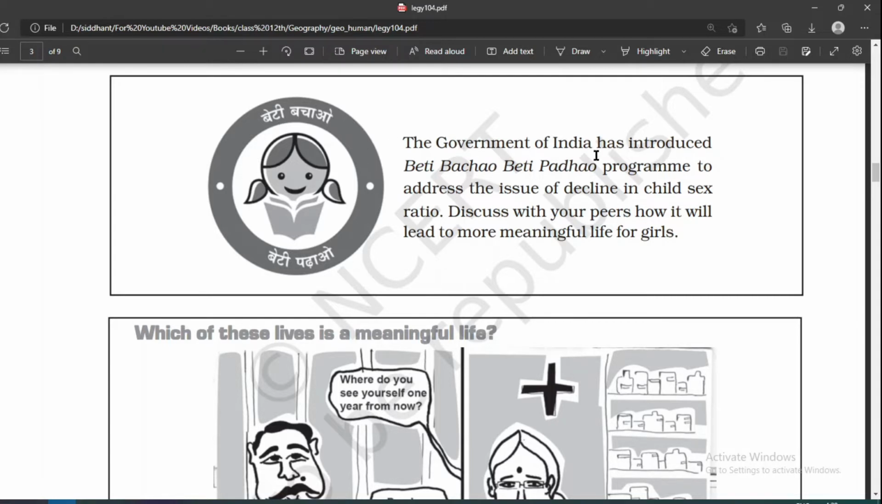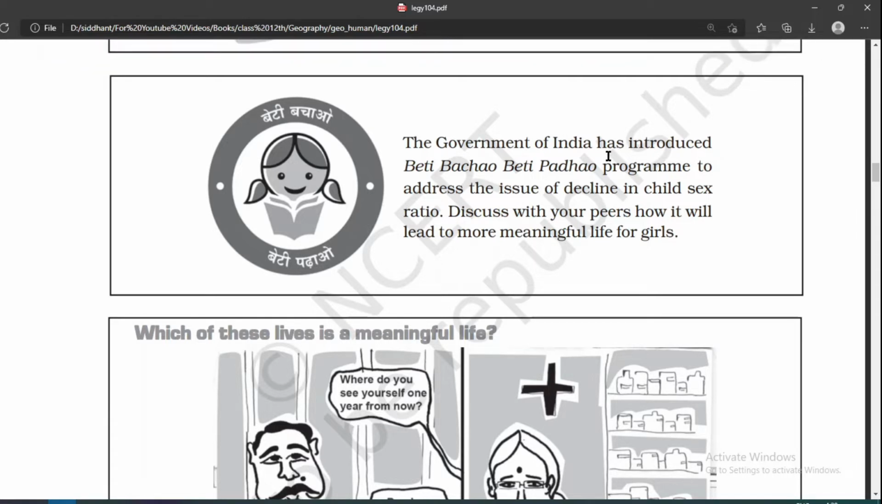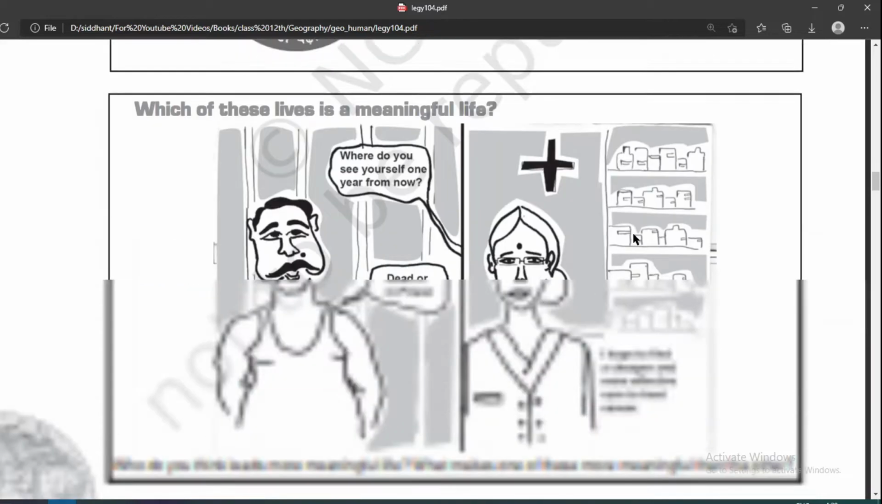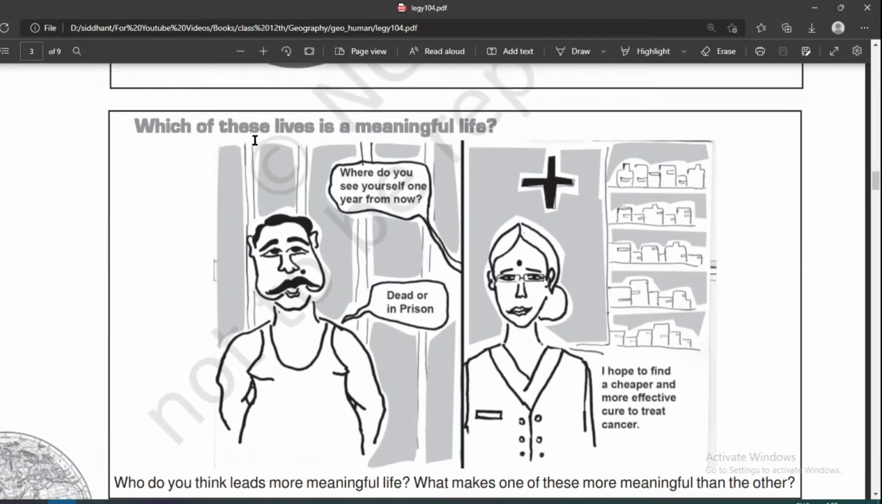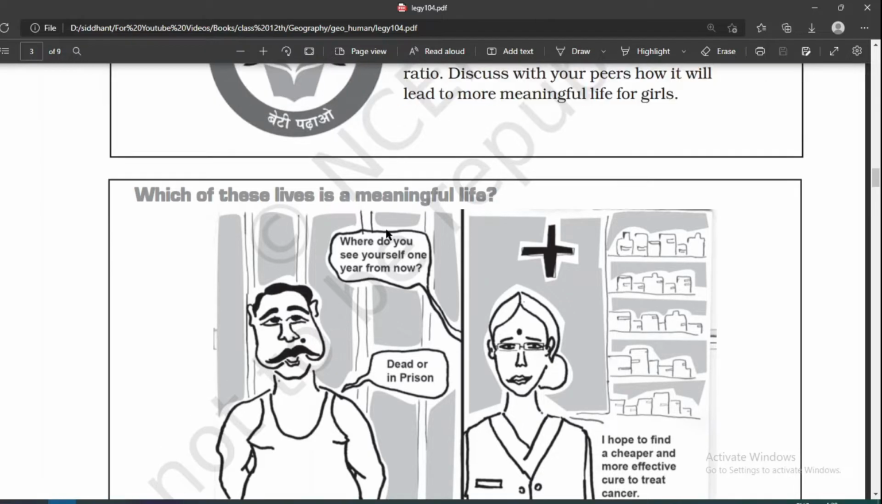The government of India has introduced the Beti Bachao, Beti Padhao program to address the issue of decline in child sex ratio. Discuss with your peers how it will lead to a more meaningful life for girls. Which of these lives is a meaningful life? Dead or in prison.